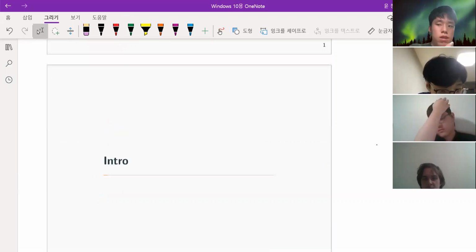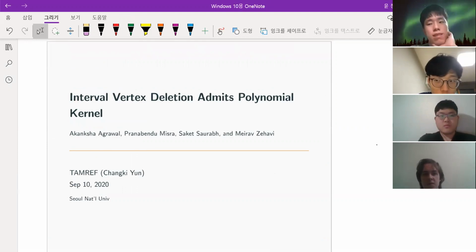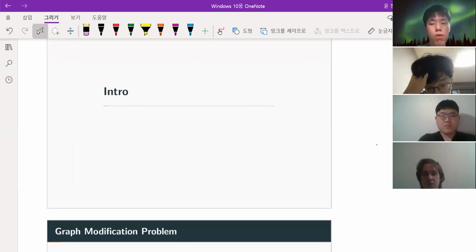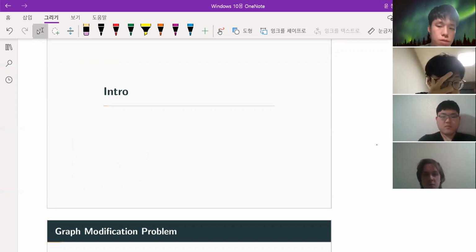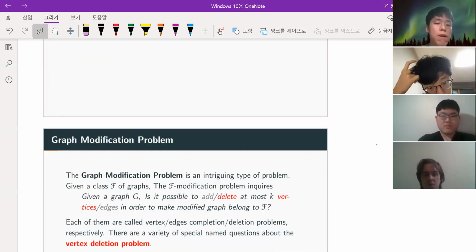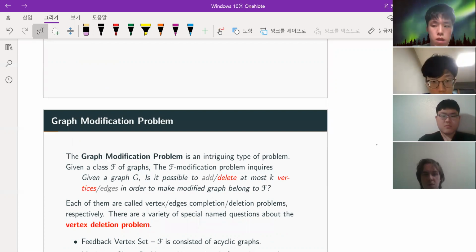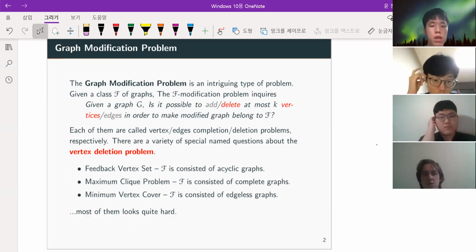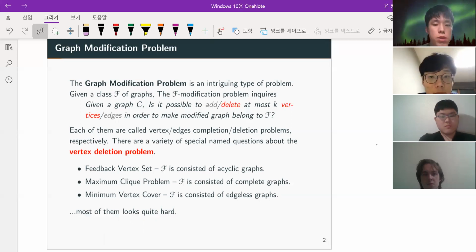I think its title is very tough to understand in raw. So we should talk about what this problem actually means. We're going to talk about some generic notions about graph modification, graph deletion problems. A graph modification problem is an intriguing type of problem. It asks, given a class F of special graphs and given a graph instance G, is it possible to add or delete at most k vertices or edges in order to make the modified graph belong to the class F?